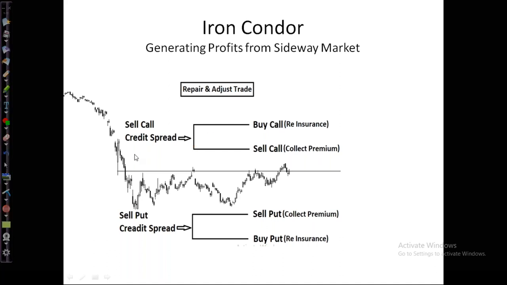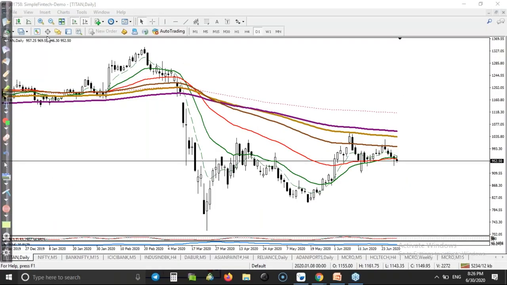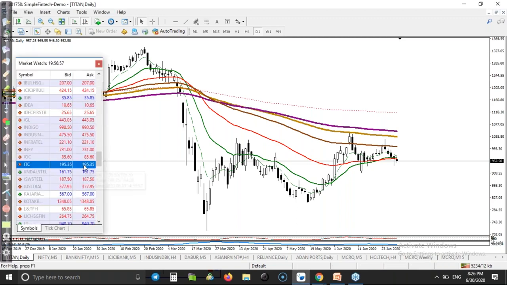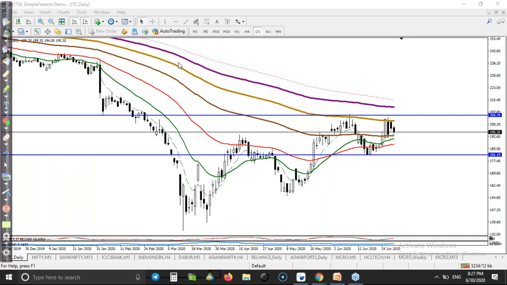So please upload the option class. Yes, I'll upload the entire basic class. What is the position in ITC? ITC has still not figured in my position according to my technical analysis. I'm waiting on ITC. Let me show you. Yeah, now I can see ITC, and we are looking to enter this market.